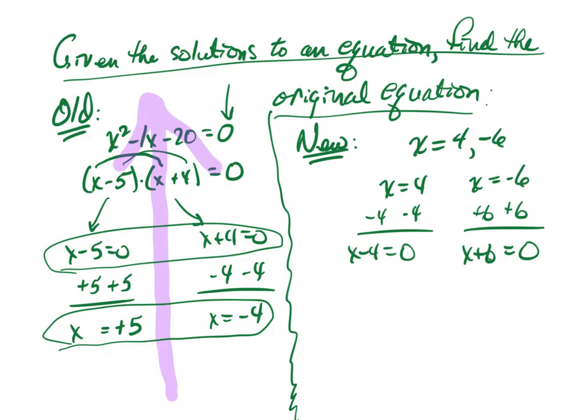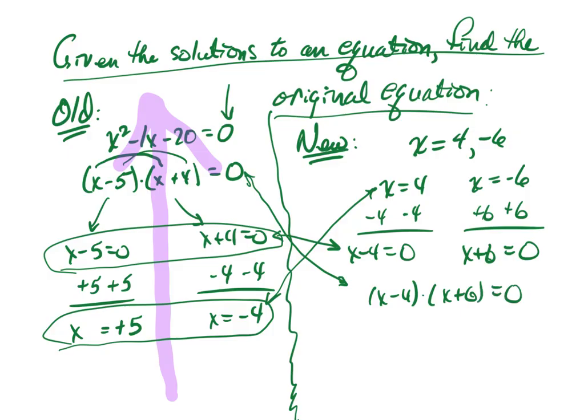Okay, so we started by setting x equal to each of the solutions. Now we've taken each of our little equations and we've gotten 0 on a side. Next, what we're going to do is take our two left-hand sides and multiply them together. So we're going to take one left-hand side, x minus 4, our other left-hand side, x plus 6, and we're going to multiply those together.